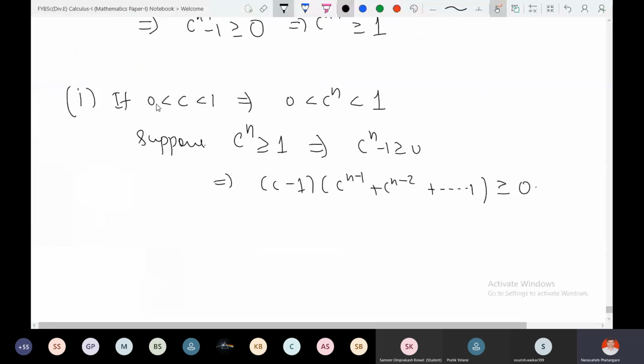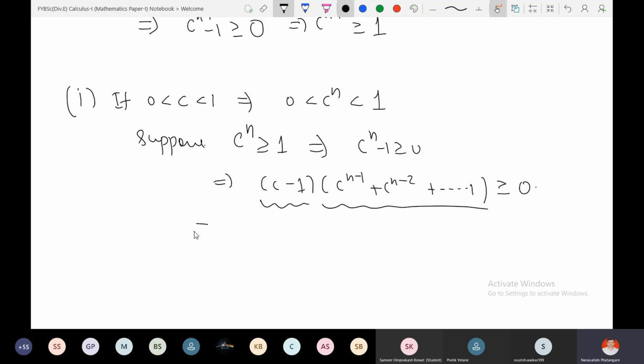Okay, suppose 0 less than c less than 1, and I am taking some power of c. We want to prove that it is less than 1. Suppose not less than 1, then assume that it is greater than or equal to 1. Then what I get is this. Now the product of these two brackets is greater than or equal to 0.